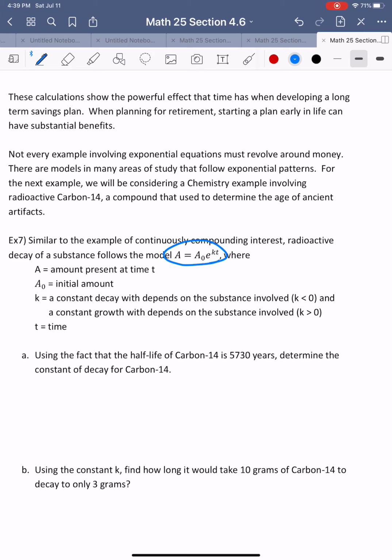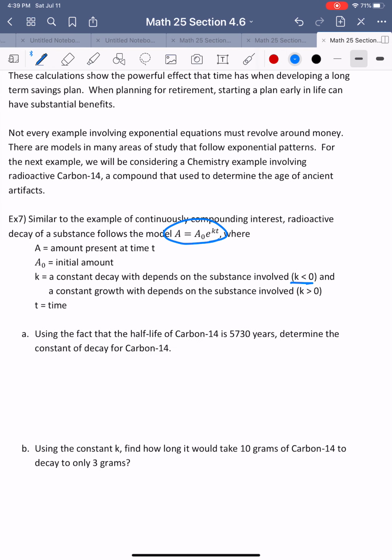Okay, so A is the amount present at time t, and A sub 0 is the initial amount we start with. K is the decay constant, which depends on the substance involved, with K less than 0, which is what we're using here because of decay. And also the growth constant depends on the substance involved, with K greater than 0. And T is the time. Using the fact that the half-life of carbon-14 is 5,730 years, determine the decay constant of carbon-14.